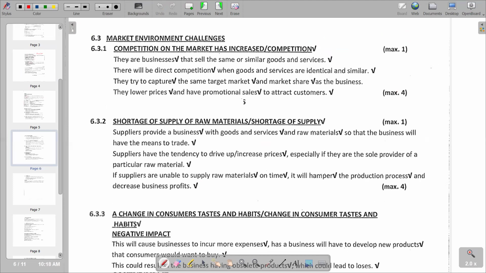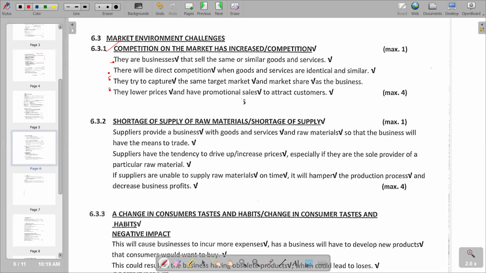So the first point that we have according to market development challenges is that competition on the market has increased. So this becomes our first point. And the explanation that we have is that competitors are businesses that sell the same or similar goods and services. Then there will be direct competition, when goods and services are identical or similar. Next, they try to capture the same target market and market share as the business. And lastly, they lower prices and have promotional sales to attract customers. So this is what is happening in terms of competition on the market.